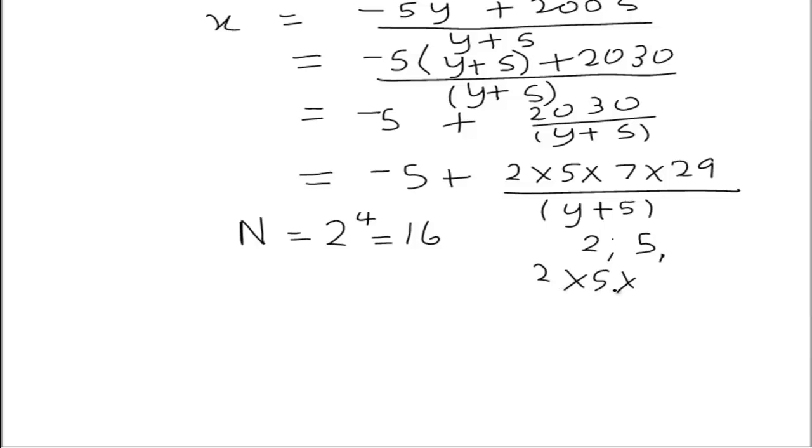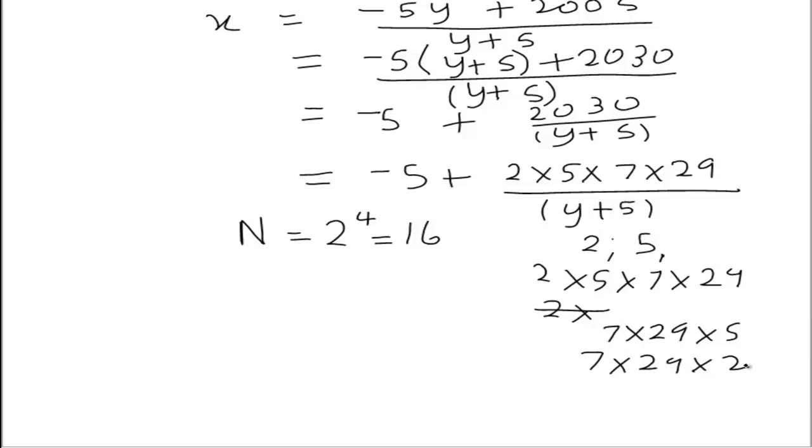2 times 5 times 7 times 29 as a set. Then can I take 29 times 7 times 5? I will have a problem as well because I'll end up with 2. So I can't do that. So in other words, I can take 2 times... I can't take 7 times 29 times 5. And I can't take 7 times 29 times 2. So I can't take 1, 2, 3, 4, 5. So which leaves me with 11 as the answer.